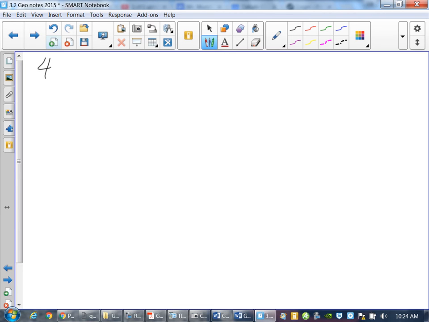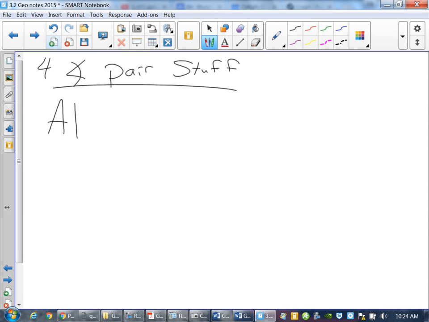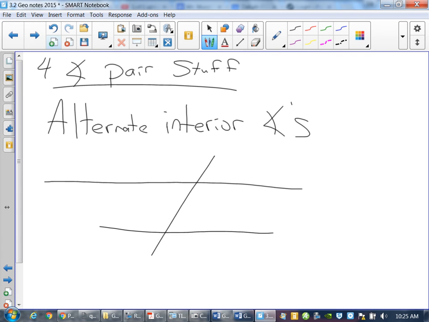So angle types. We have 4 of them today. Are we writing this down? Yeah, we're going to define 4 things. So, alternate interior angles.